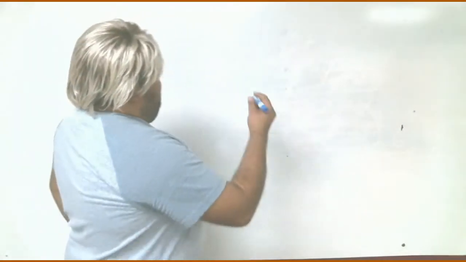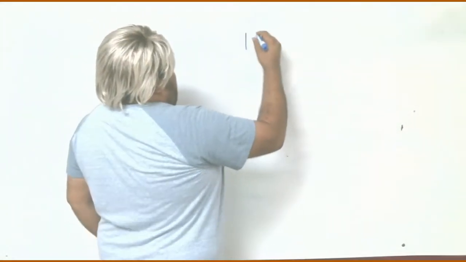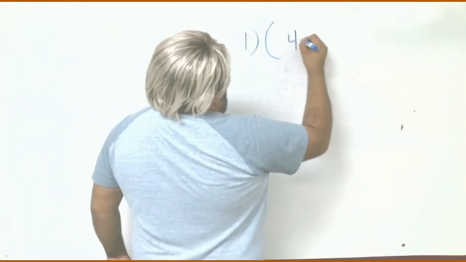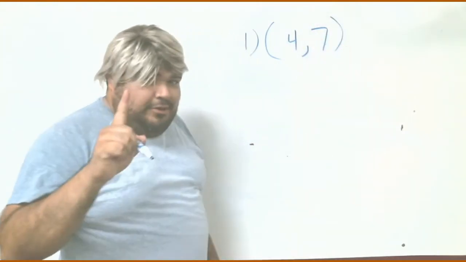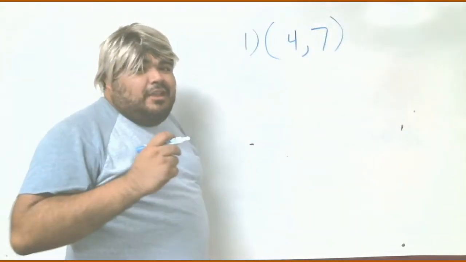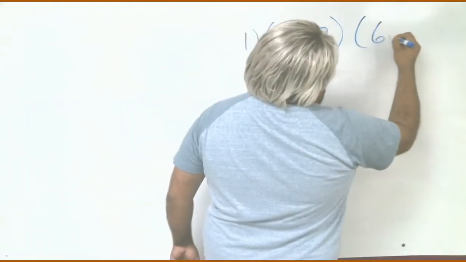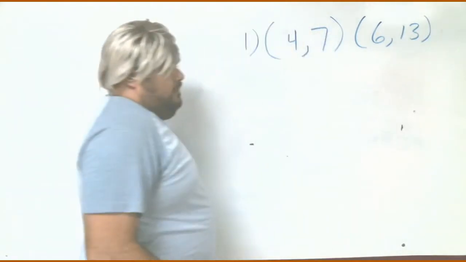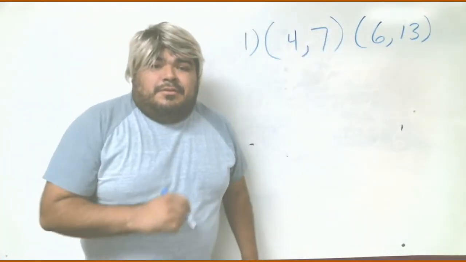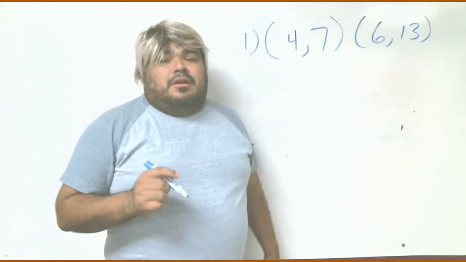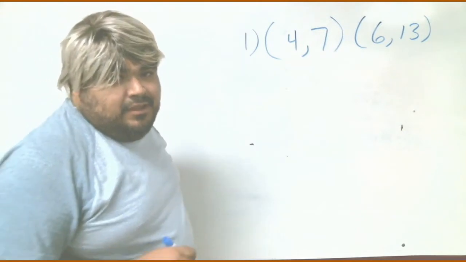All right, guys. So the assignment for today is number 1. You have a set of points. On those set of points, you have 4, 7. That is your first point. On your second point, you have 6, 13. Okay. So make sure you find the slope on that first one.